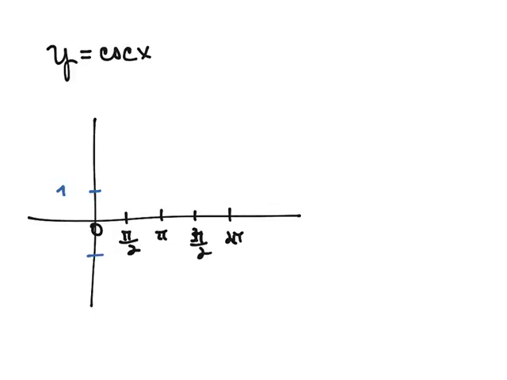And if you'll recall, sine is equal to 0 at 0, 1 at pi over 2, 0 at pi, negative 1 at 3 pi over 2, and 0 at 2 pi. So this is the graph y equals sine x. Okay, cosecant is the reciprocal of that graph.